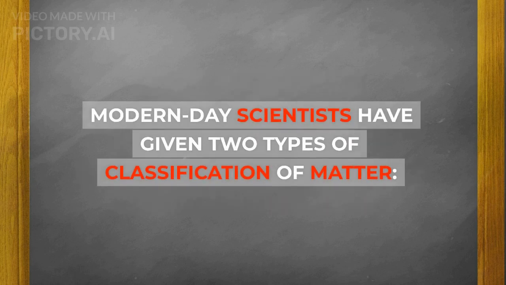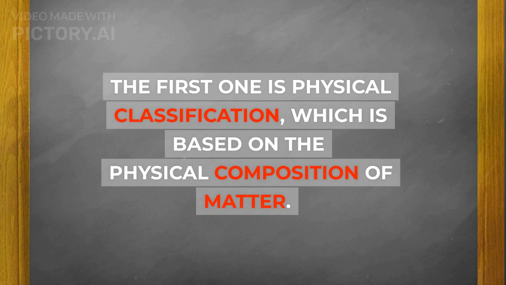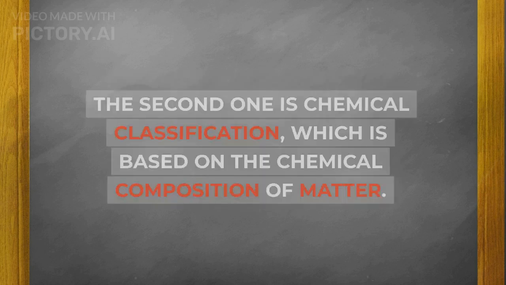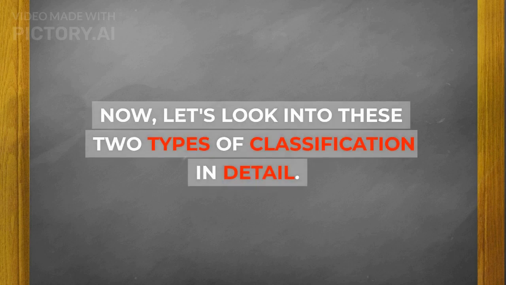Modern-day scientists have given 2 types of classification of matter. The first one is physical classification, which is based on the physical composition of matter. The second one is chemical classification, which is based on the chemical composition of matter. Now, let's look into these 2 types of classification in detail.